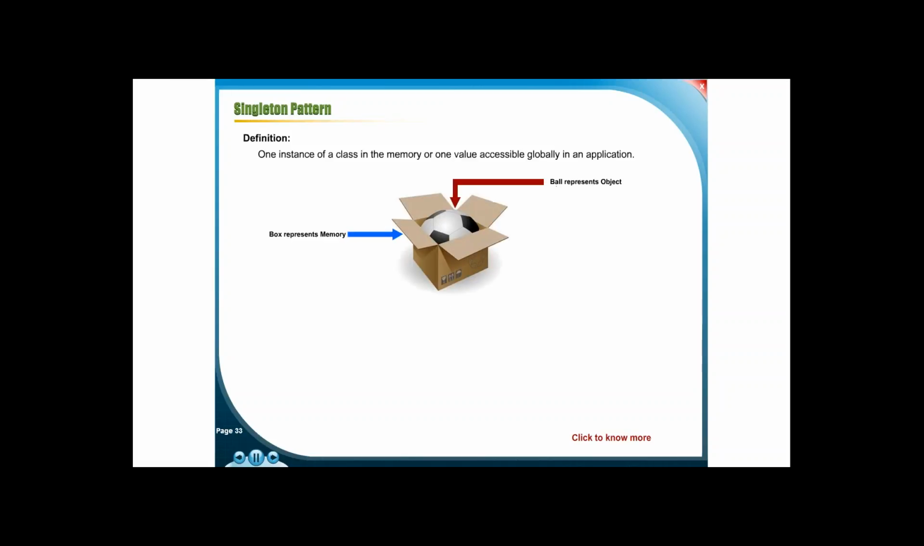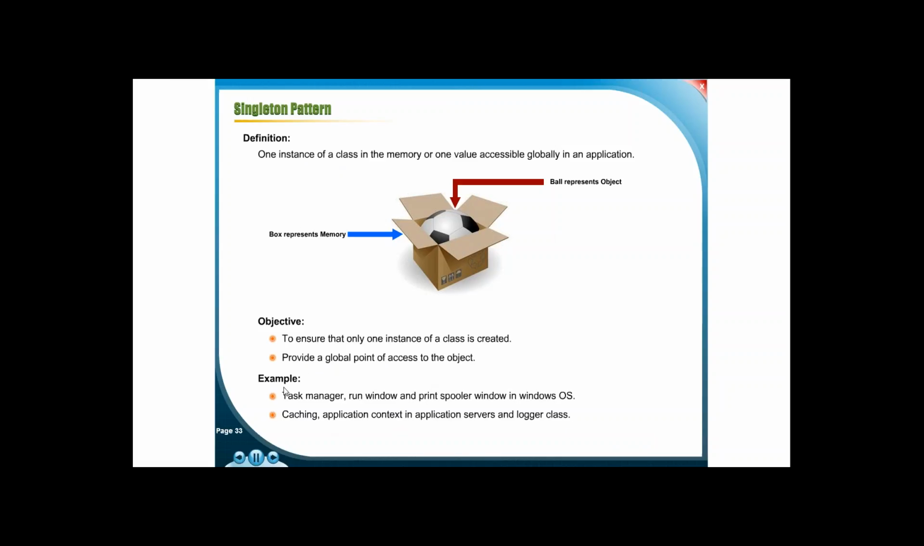Then creational patterns. Here the singleton design pattern is very, very important. Many times I have seen it in interviews. It means one instance of a class in memory, or one value accessible globally in the application. For your class, there will be only one object always. Whenever you create an object for a particular class, the object will be only one. This ensures that only one instance of a class is created and provides a global point of access to that object. Any piece of code in your application can access this object.